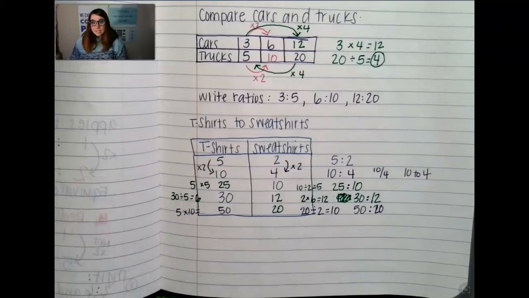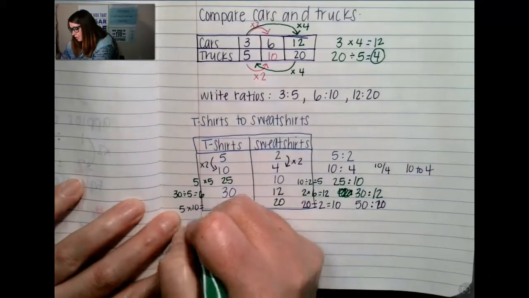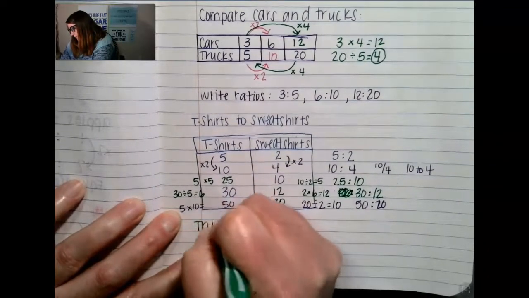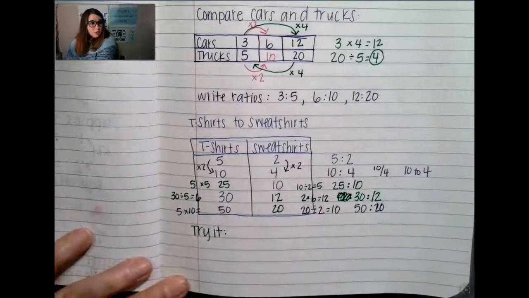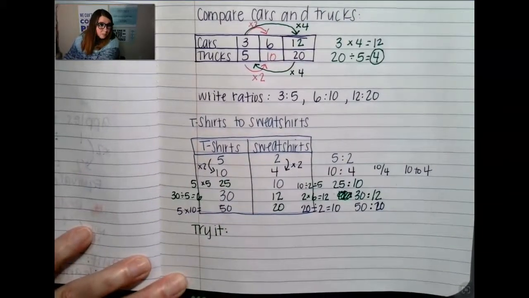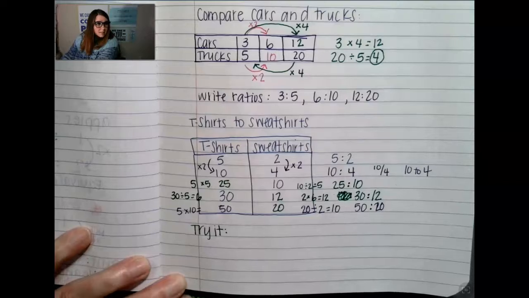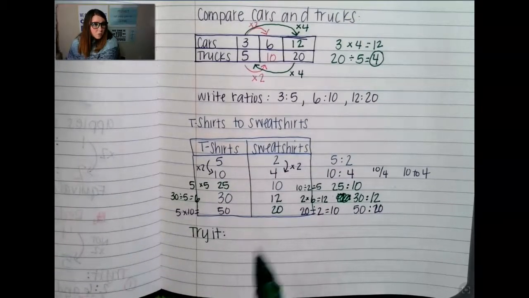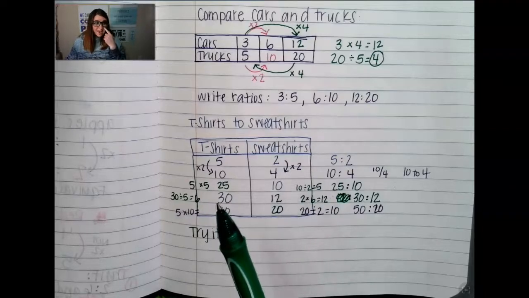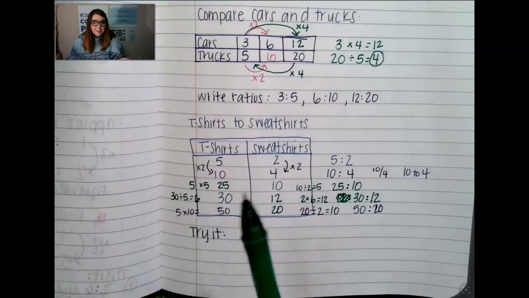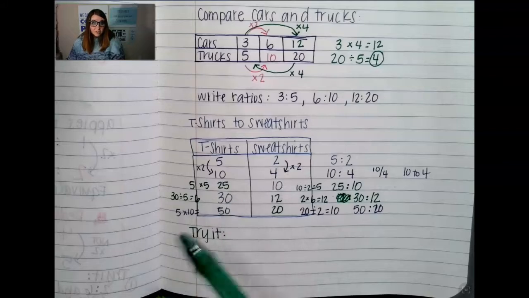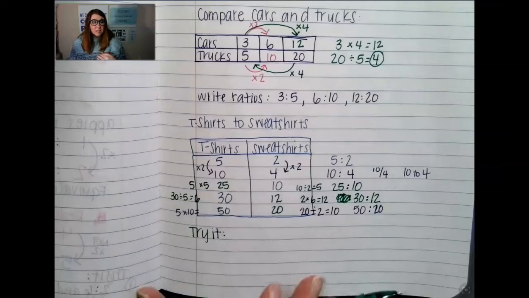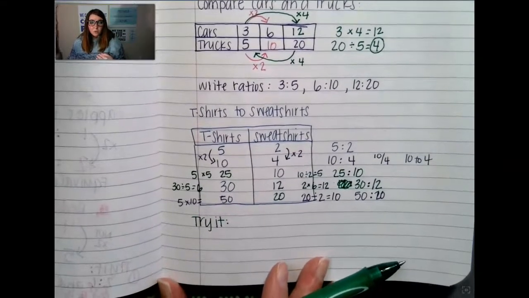Okay, let's do a try it. It is your turn to do a try it. Okay, so I want you to fill in this ratio table for me. Your ratio table says for every 2 cars you wash, your friend washes 3 cars. If you wash a total of 8 cars, how many does your friend wash? And then there's some others that you need to fill in along the way.